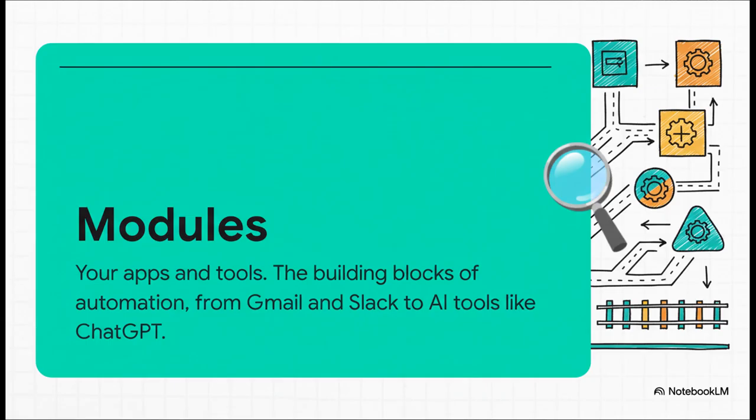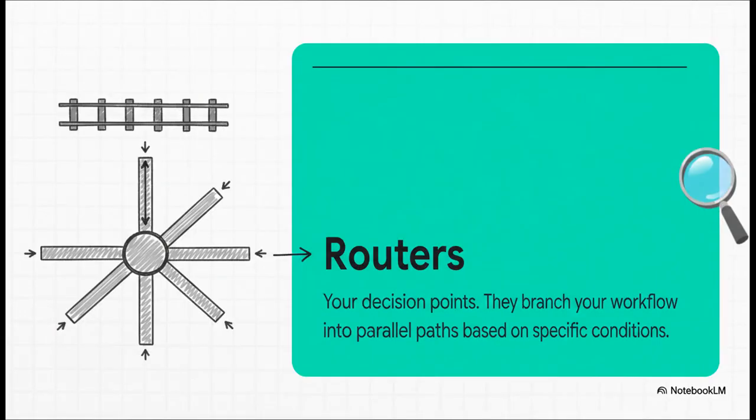Could be sending an email from Gmail, posting to Slack, or even running a prompt through ChatGPT. These are the fundamental pieces you'll build everything with. All right, next up, and this one is a game changer. We have routers. These are your decision makers.